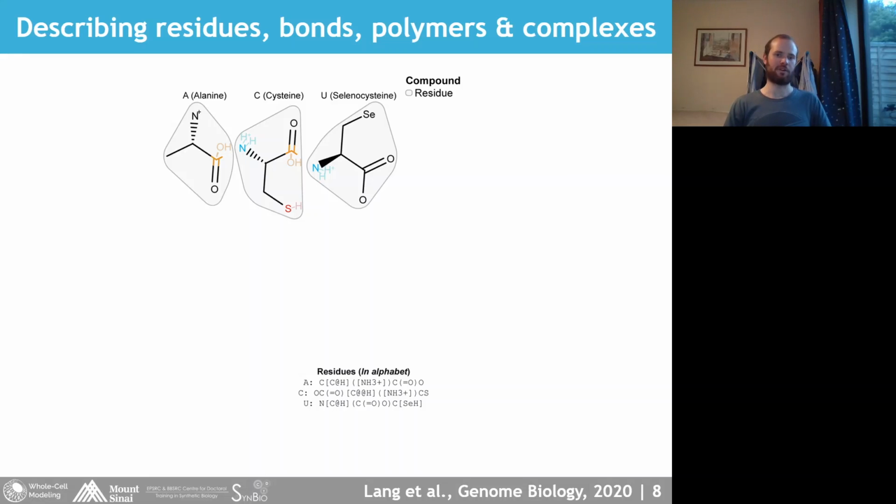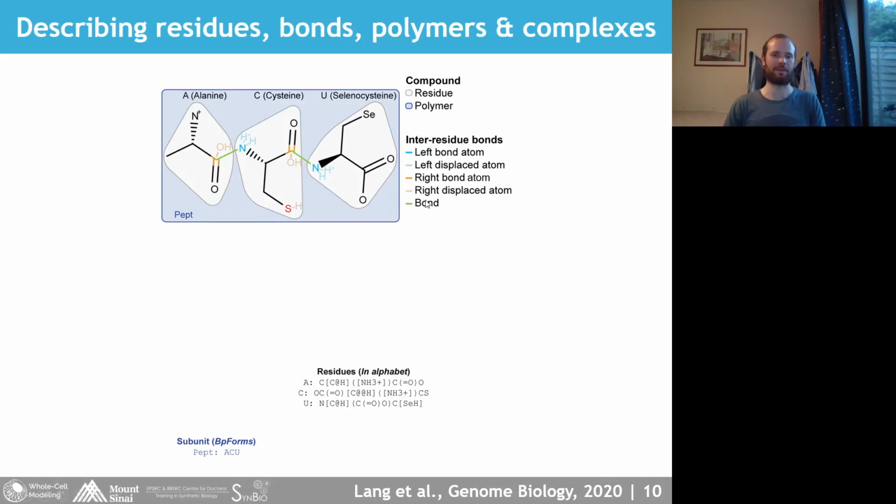But where BpForms goes a little further is that BpForms already exactly describes how the different residues are bonded to each other. And to do that, every residue has a left bond atom, left displaced atoms, a right bond atom, and right displaced atoms. And then we know exactly what the bond looks like, and we form a peptide.